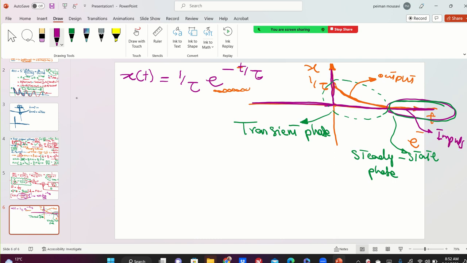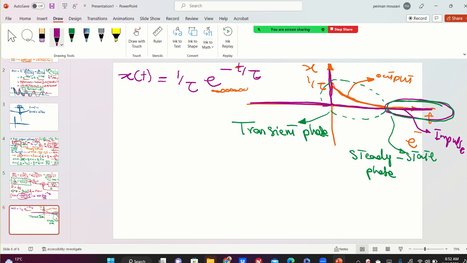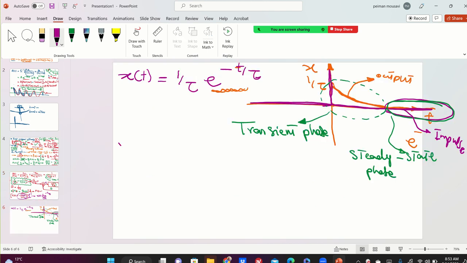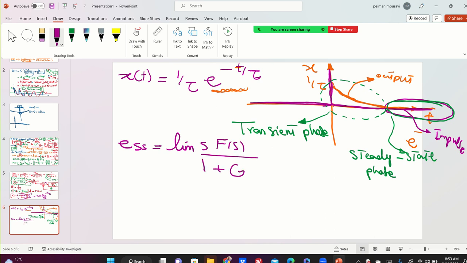This means what is zero? I taught you. What is zero here? When your output follows the input. This is the output following your input. What is zero? Yes. So ESS, based on whatever we did, has to be zero. So it's going to be F of s, the input, over 1 plus G.